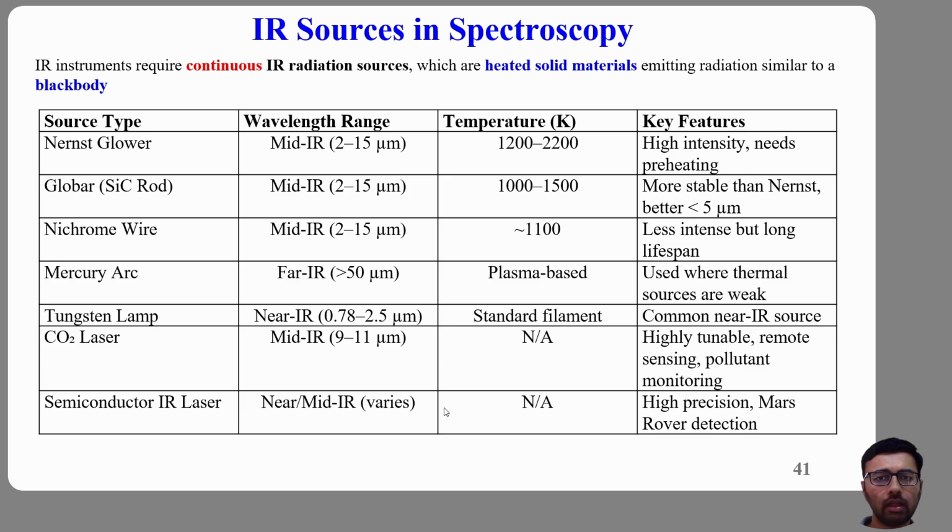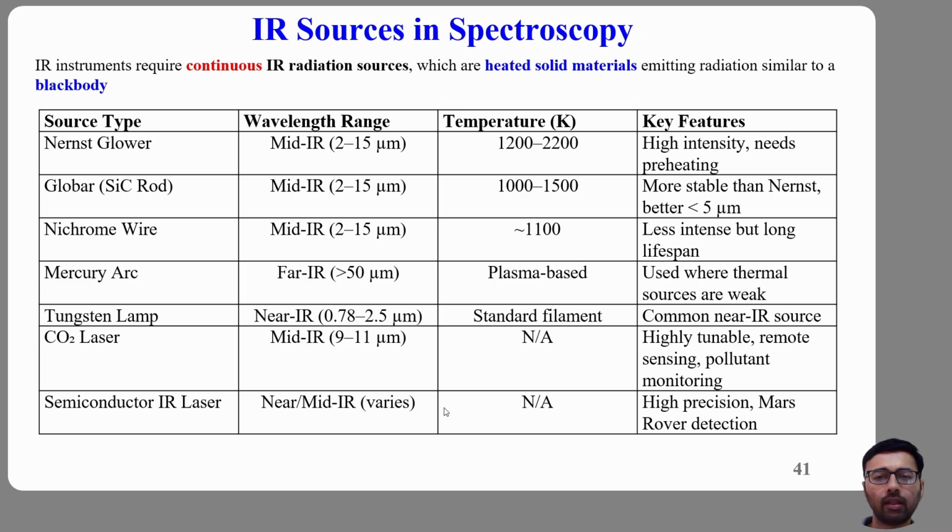Now let us move toward the far IR region, beyond approximately 50 micrometers. At these long wavelengths, ordinary thermal sources become relatively weak. Instead, we often use mercury arc sources. These are plasma-based discharge sources. Electrical excitation of mercury vapor generates strong far IR radiation. These sources are especially useful for far IR spectroscopy.